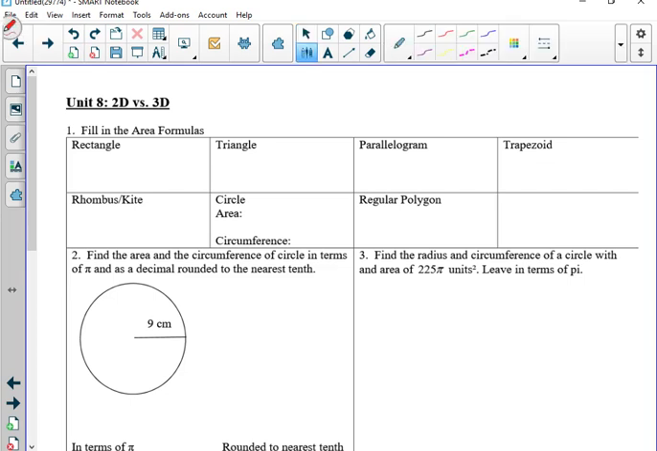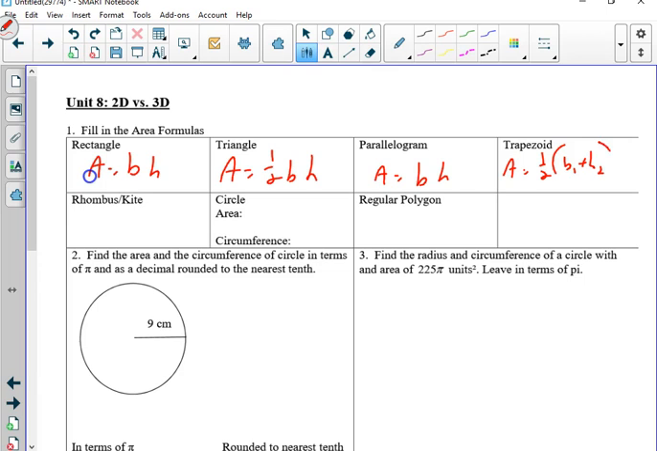Three-dimensional objects. Alright, these aren't your formula sheet you'll be using, but area is base times height. Area of a triangle is 1/2 base times height. Parallelogram, base times height. Trapezoid, 1/2 base 1 plus base 2 times the height.